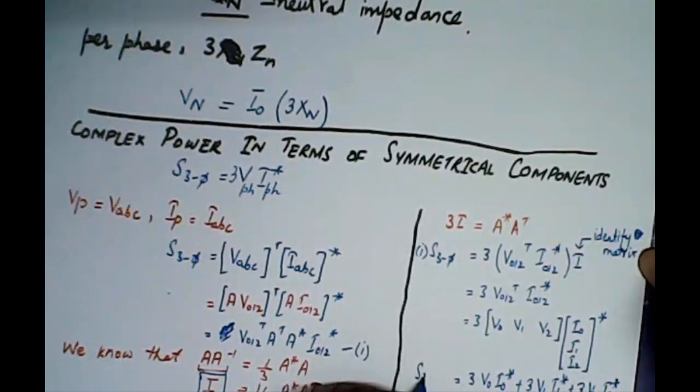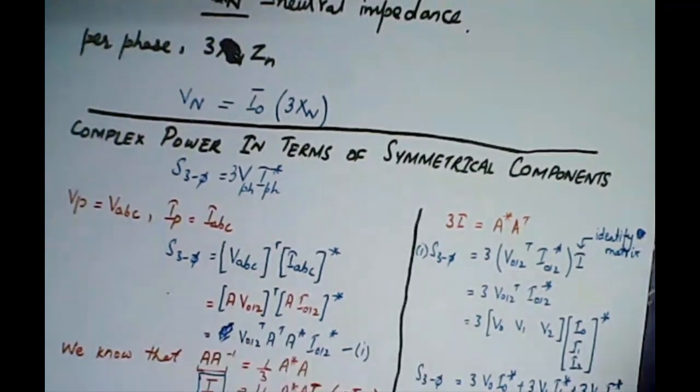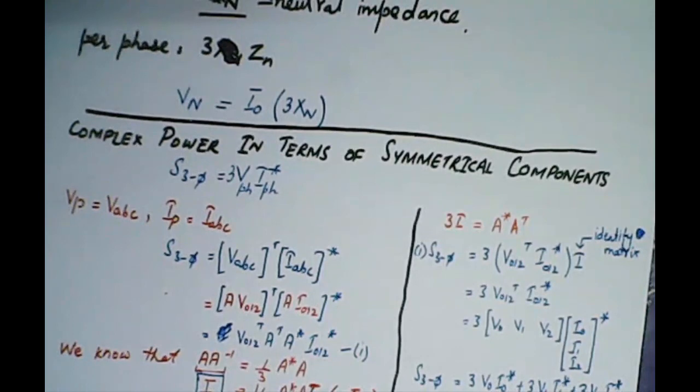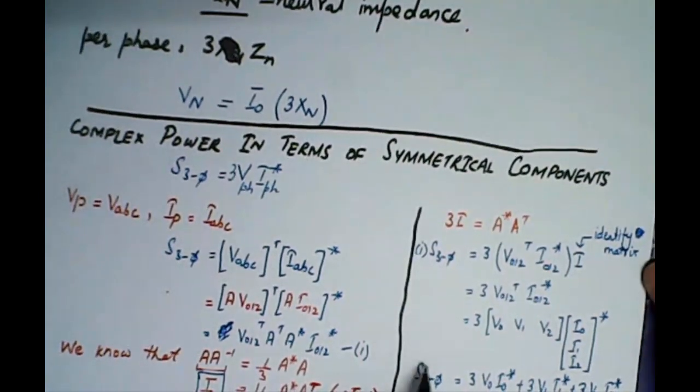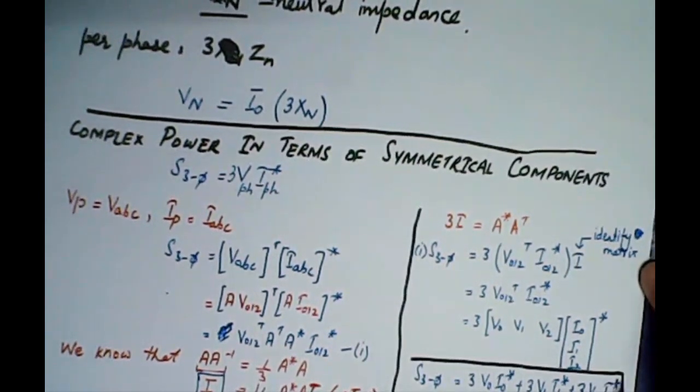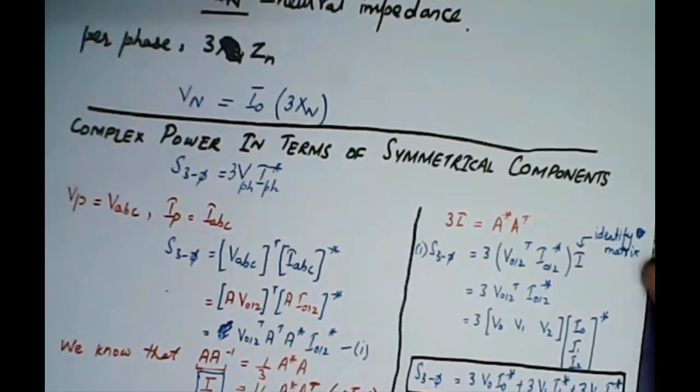Now, in case of an unbalanced system, instead of finding the power of the separate phases, we can just find the sequence components and find the 3-phase power from them.